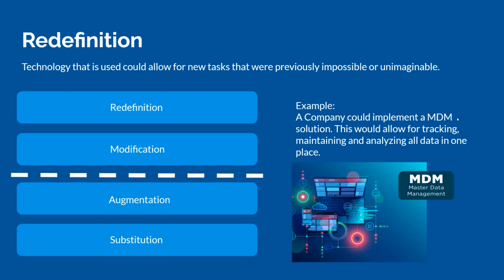So next is redefinition, whereas technology that is used could allow for new tasks that were previously impossible or unimaginable. So my example would be a company could implement an MDM solution, and this will allow for tracking, maintaining, and analyzing all data in one place. MDM is master data management, and it is a good database solution in order for a company to store all of its data and manage it in a way that's easily accessible to the whole company.